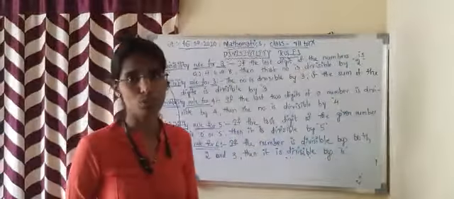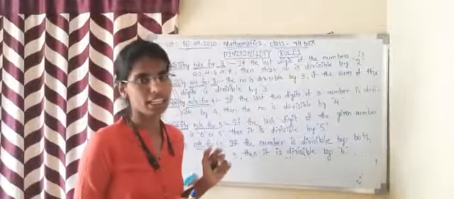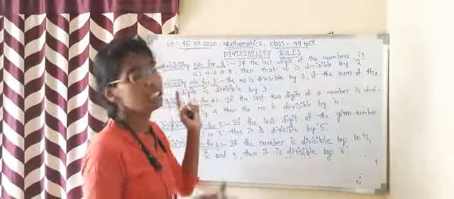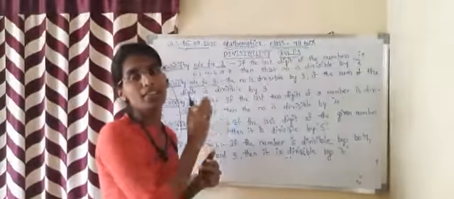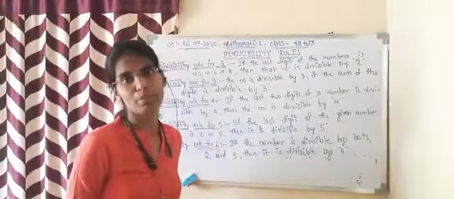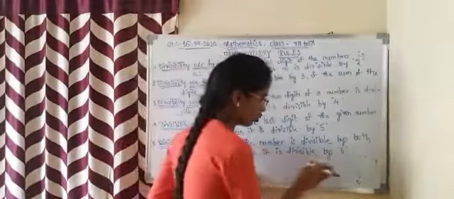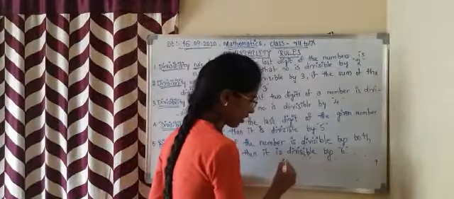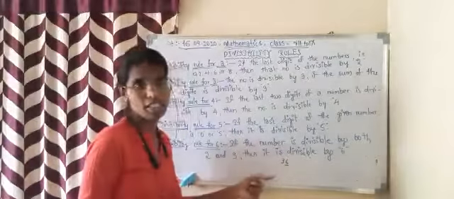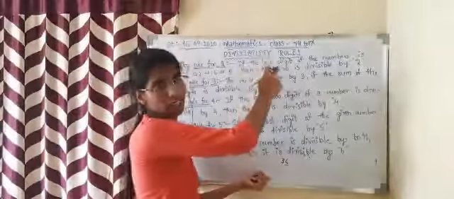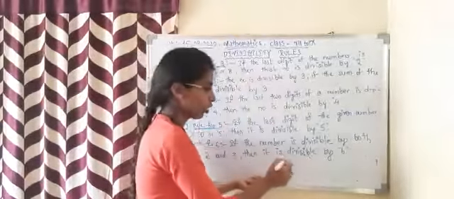Now divisibility rule for 6. If the divisibility rule is applicable for both 2 and 3, then that number is exactly divisible by 6. For example, if you take 36, as we know, the last digit is 6. That means it is even, which follows the rule of 2.